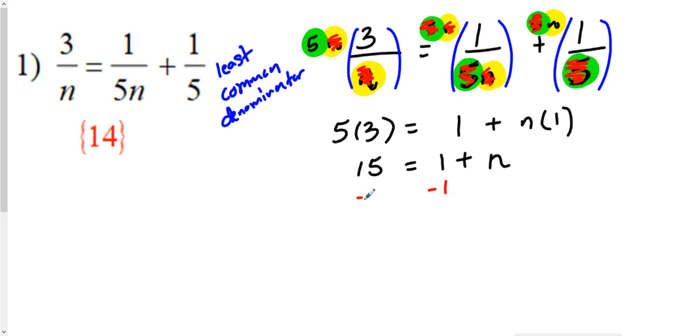I need to subtract 1 on each side of the equal sign so that I have my n by itself. 15 minus 1 is 14. 1 minus 1 gives me 0. 0 plus n is n.